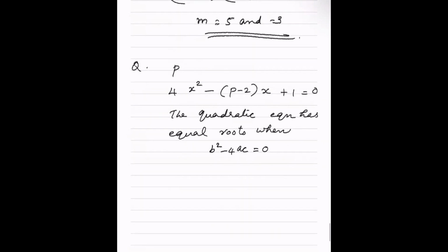And what is your A? A is 4. What is your B? B is negative of p minus 2. Okay, don't miss that negative part. That is important. Negative of p minus 2. Then what is C? C is 1.